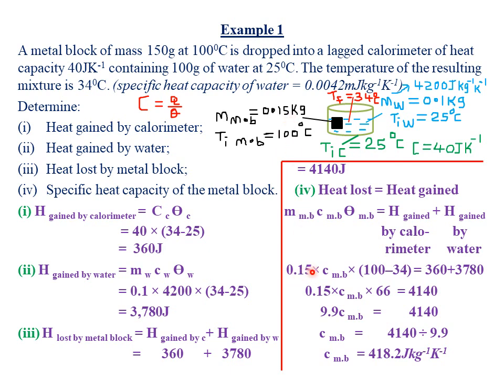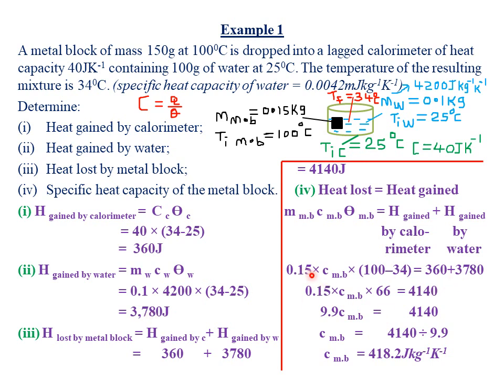So 0.15 kg multiplied by the specific heat capacity of the metal block, which is the unknown that we are looking for. So C, the specific heat capacity of the metal block, multiplied by the change in temperature for the metal block, will be given by the difference between the initial temperature of the metal block and the final temperature of the mixture. Then we said whenever we are looking for theta, we are not interested in the negativity. Therefore, to find a positive value of theta, I'll take 100 minus 34. So 100 minus 34, that is the change in temperature for the metal block, must be equal to the heat gained by the calorimeter, which we had already computed as 360 joules, plus the heat gained by the water, which we had already computed in Roman 2 as 3780 joules.